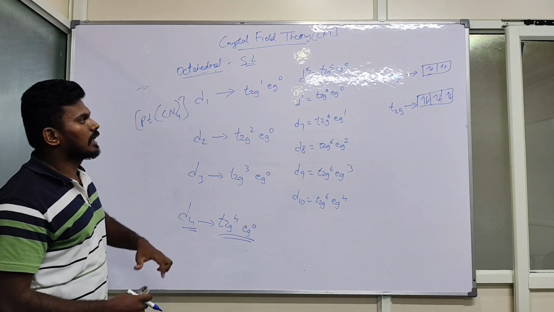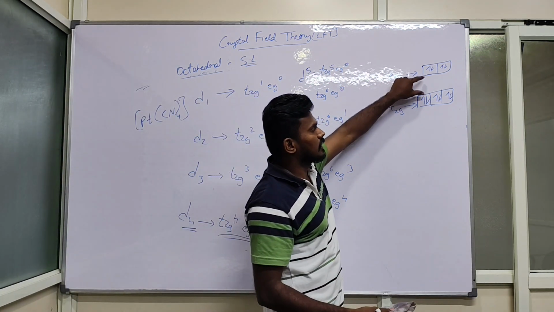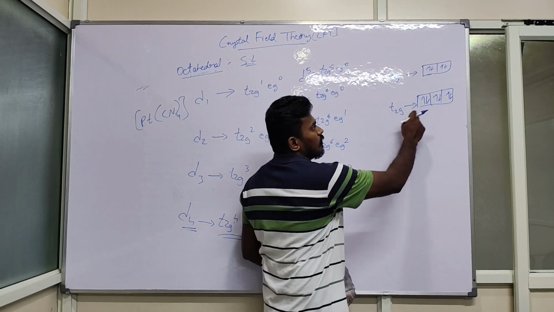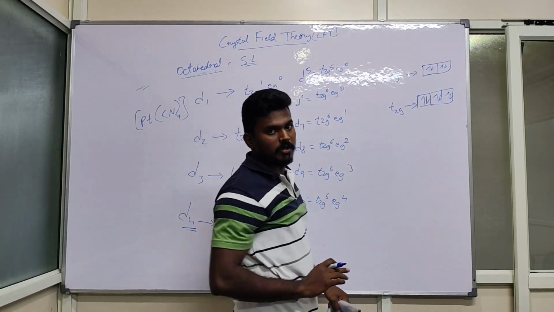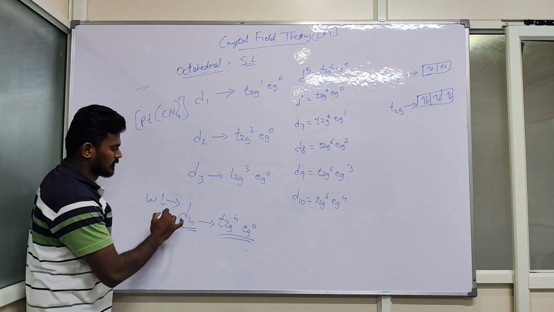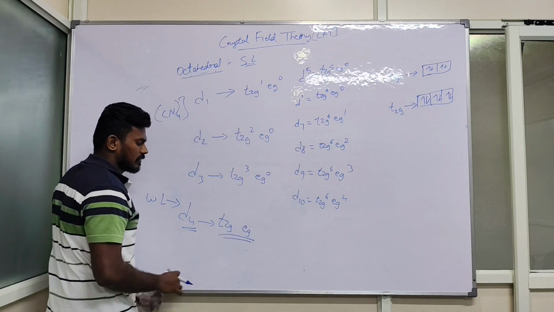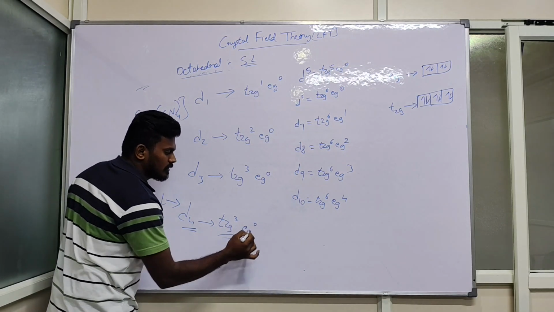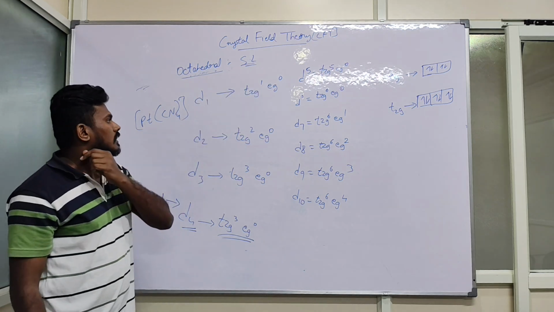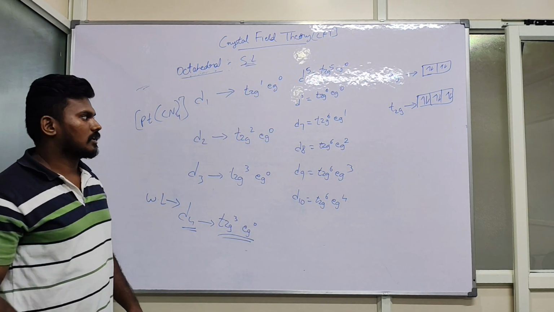Likewise, for the weak ligand, what happens? The splitting energy will be very low, and hence the 4th electron will be filled into the eg orbital. For the weak ligand, d4 configuration will have t2g of 3 and eg of 1. So likewise, you can calculate for the other configurations also. Clear?